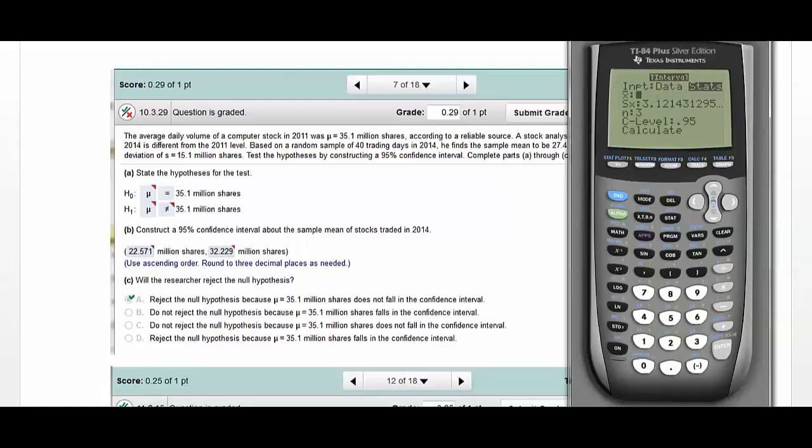I want to type in the sample mean, which is the 27.4, and then the sample standard deviation, which is the 15.1, and then n was 40, and I believe a 95% confidence level, and then hit calculate, and it will spit out the answer. So there's the two numbers that go in the interval.